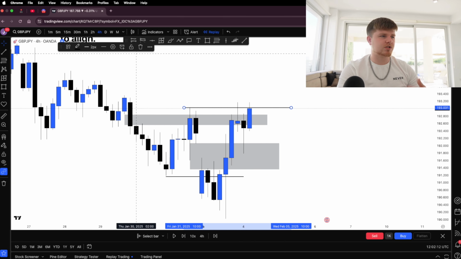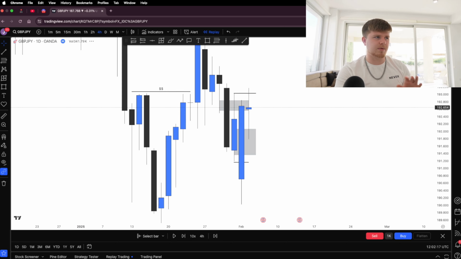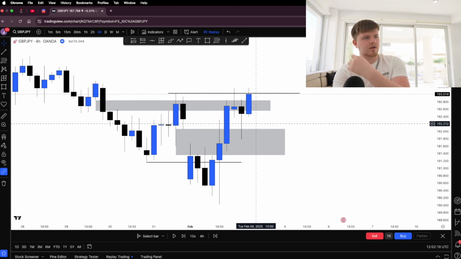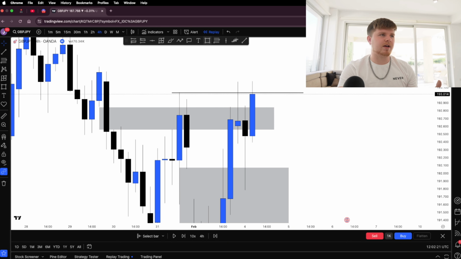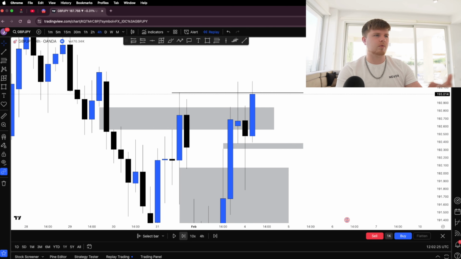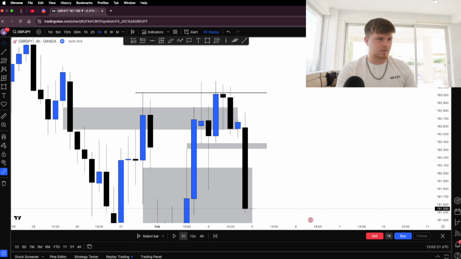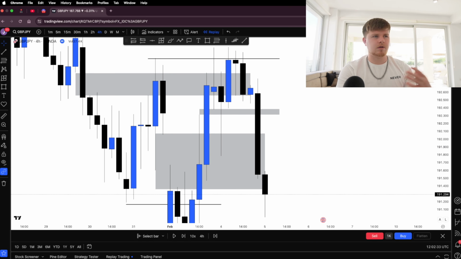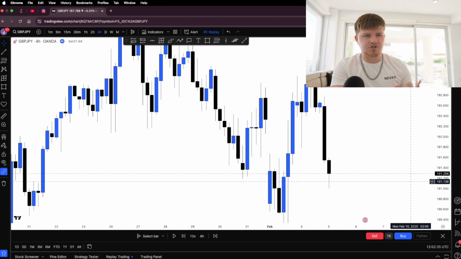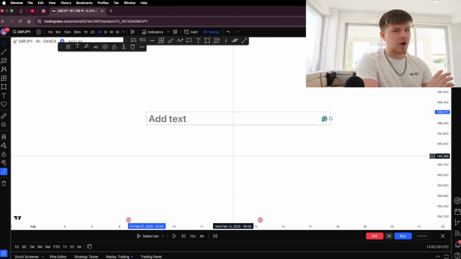We've got to retrace. Nowhere really to retrace to, as you can see, so this was a bit messy this day. It was very messy. But there was technically a fair value gap right here, which we did respect ultimately. Therefore, we continue up to take out the new high. Then retrace. And just so on. It's literally so simple.